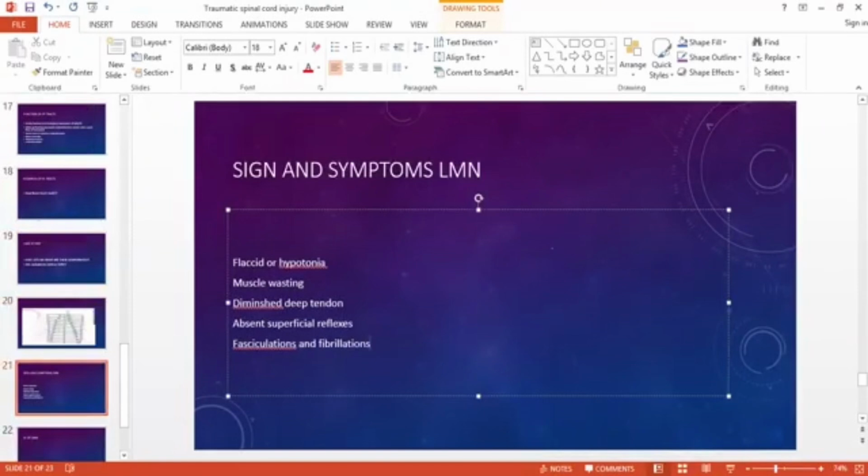Fasciculations and fibrillations. They are like twitching. So these muscle twitches are present in the lower motor neuron disorder. Do you know the difference between fasciculations and fibrillations? How they are different from each other?